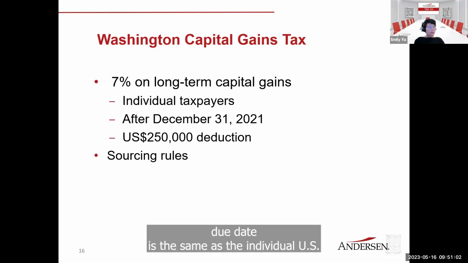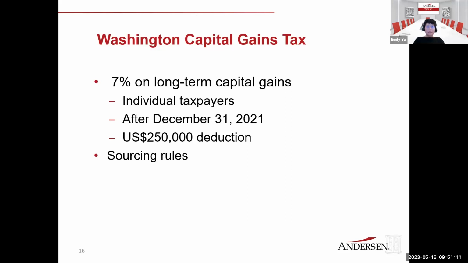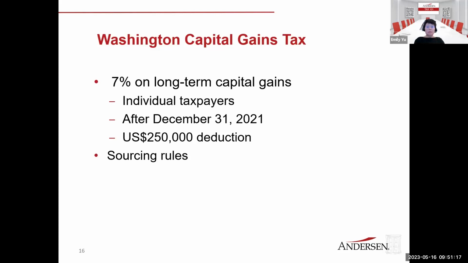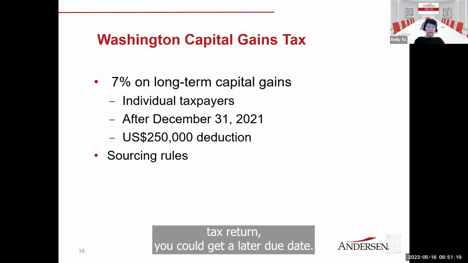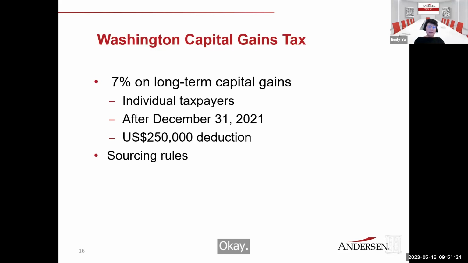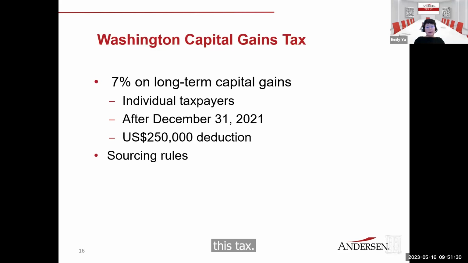Now, the filing due date is the same as the individual's U.S. federal income tax return for the calendar year, and the payment due date is the same. If you extend the federal income tax return, you could get a later filing due date, but the payment due date cannot be extended. Okay, and there are penalties associated with failure to file and pay this tax.